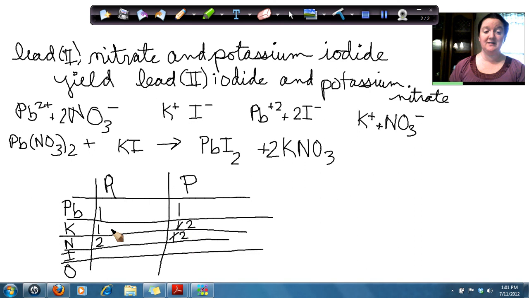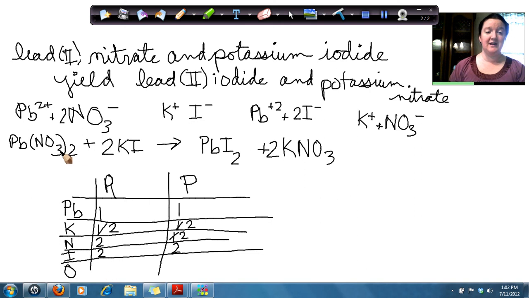Because I've changed that to 2, I need to go back to my reactant side and put a 2 in front of the potassium iodide. So now that's 2. So now let's go down and look at our iodide. I just put a 2 in front, so now I have 2 iodides. And over here I also have 2 iodides. Great, those are balanced.